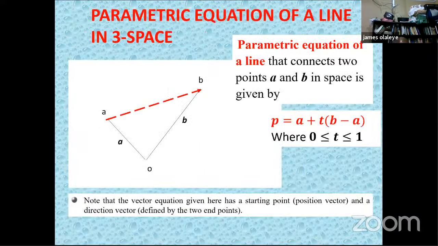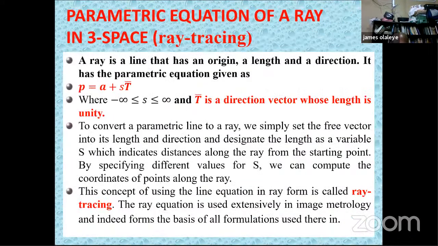Okay, but the line that you have is the same as what we have seen before. Now, don't forget that the line equation has been broken into P equal A plus ST, where S is the length of the line and T is the T bar, which indicates the direction. So this is the ray equation of the line.